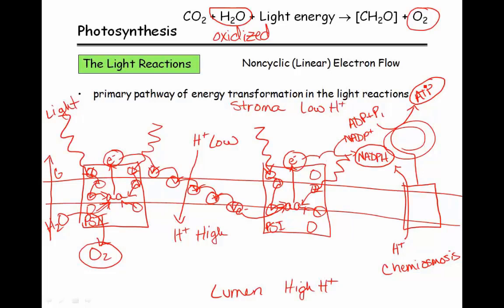I want to emphasize that both of those products, the NADPH and the ATP, are produced and now located in the stroma of the chloroplast, which is an ideal location because that is exactly where the Calvin cycle is going to take place.